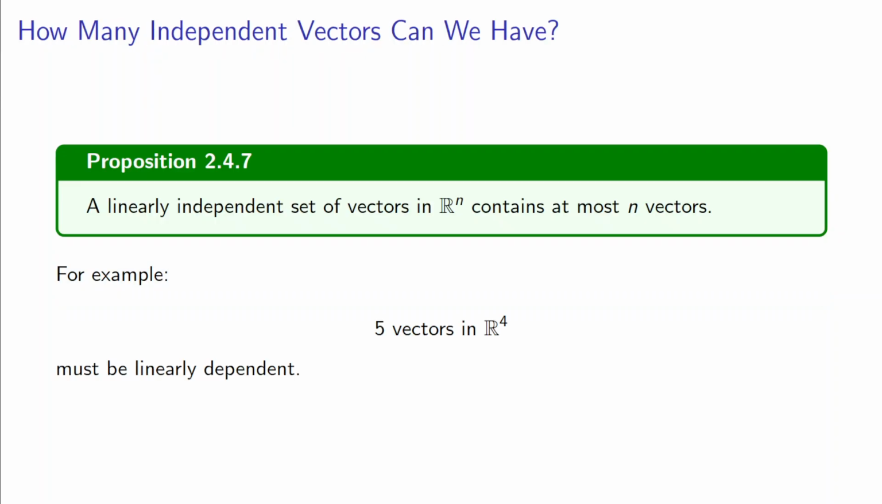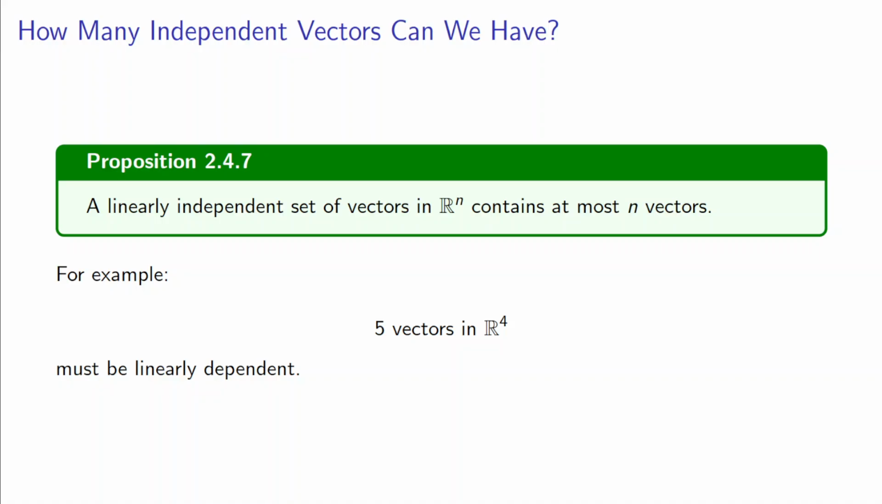And then proposition 247, talking about how many independent vectors we can have. A linearly independent set of vectors in Rn contains at most n vectors. So in R4, if we have 5 vectors like we did in that last example, they must be linearly dependent. If we want a set of vectors in R2 that is linearly independent, we can have at most 2. Once you have 3 vectors in R2, they're guaranteed to be linearly dependent. If we go to R3, once we have 4 vectors in R3, they are guaranteed to be linearly dependent.